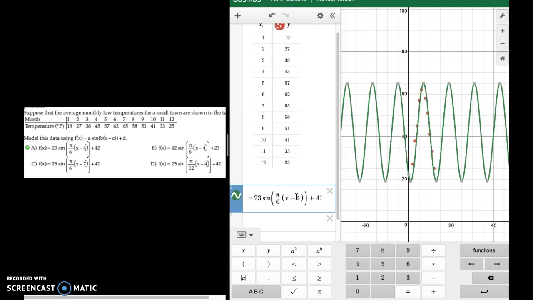So again, the process on how to back your way into this is to put a table in so that you have your scatter plot of the data, and then take your answer choices and see which one actually does fit best into the data. It's not going to fit perfectly, but it should fit pretty nicely. So hopefully this helps. And then, of course, try this next problem.